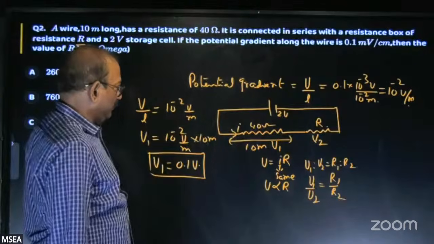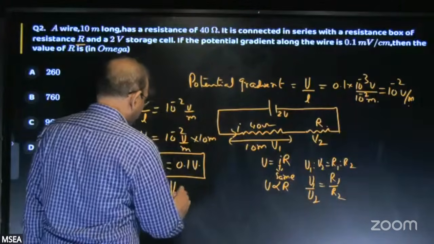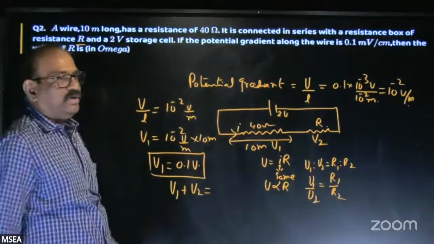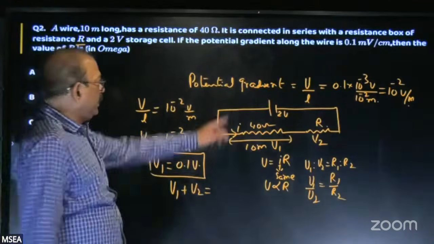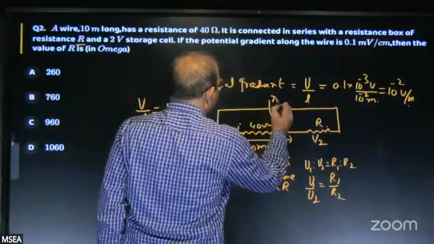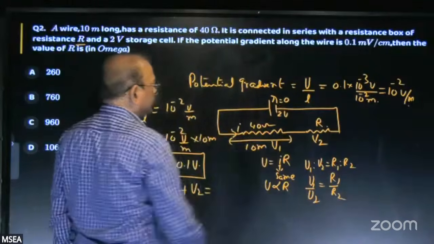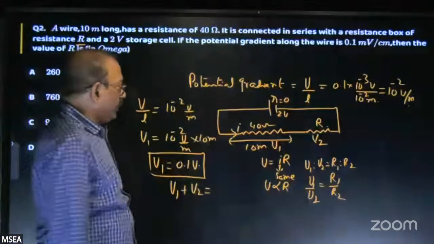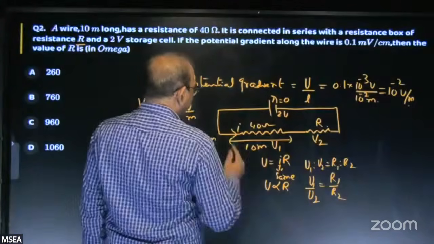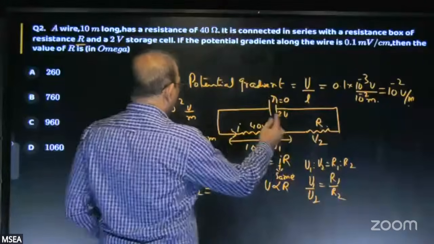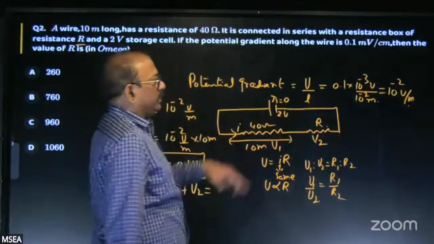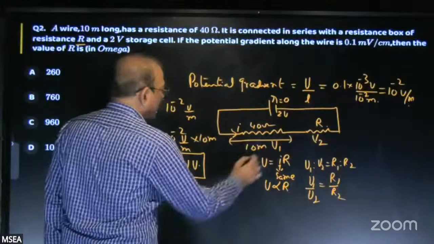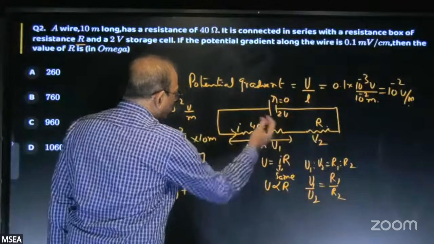V1 is 0.1, you got. V1 plus V2 should be how much? Here this battery doesn't have internal resistance. Zero it is. When internal resistance is zero, terminal potential difference is equal to the EMF of the battery only. So the V1 plus V2 total value must be 2 only.